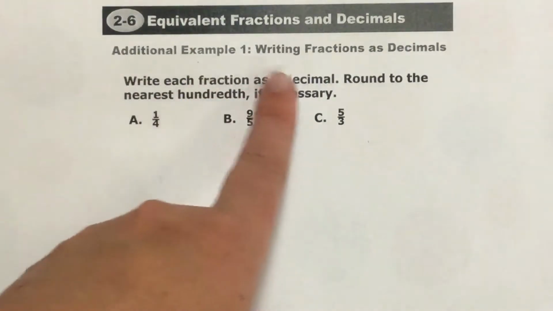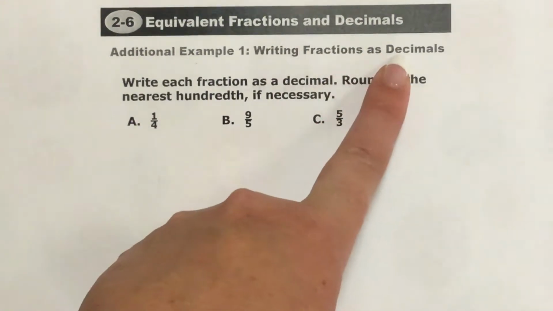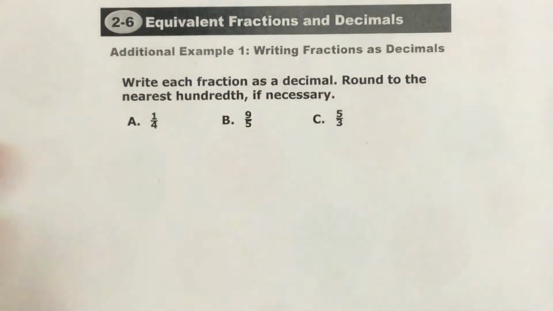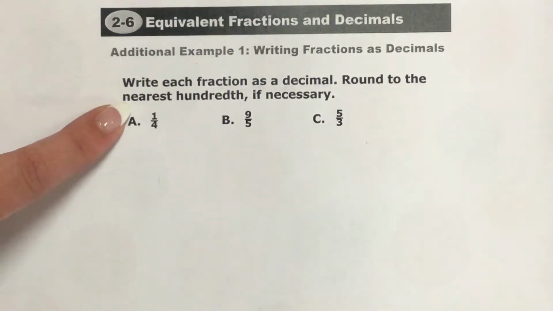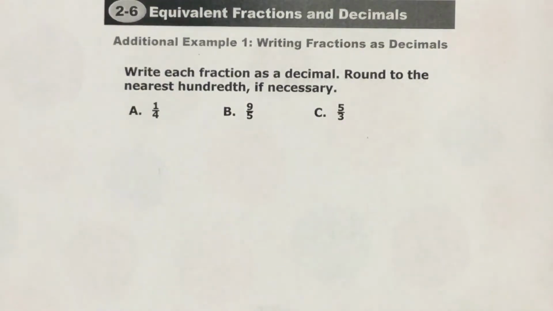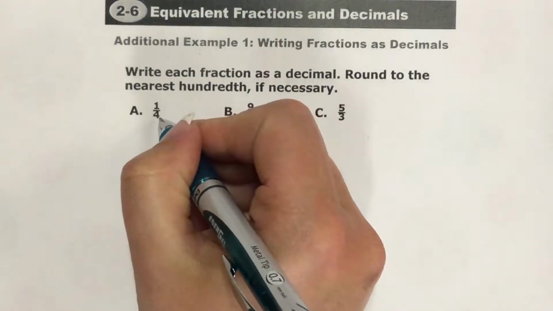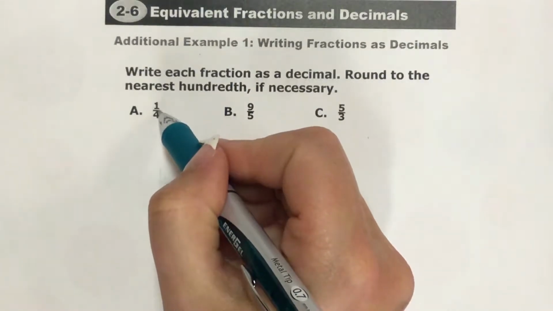So in example 1, we're going to be writing fractions and finding their equivalent decimal, which means we're just finding a different version of the same thing. We are going to write each fraction as a decimal and round to the nearest hundredth if necessary. This first one is 1/4. Another way you can say this is 1 divided by 4.